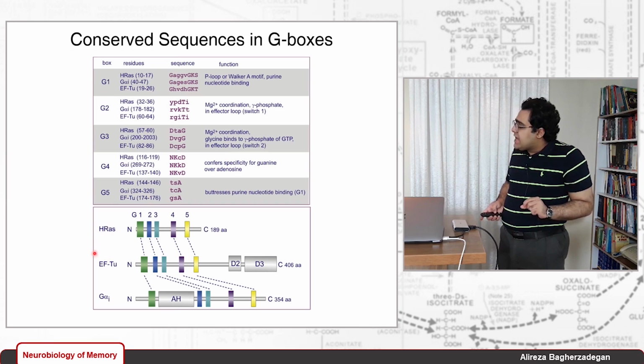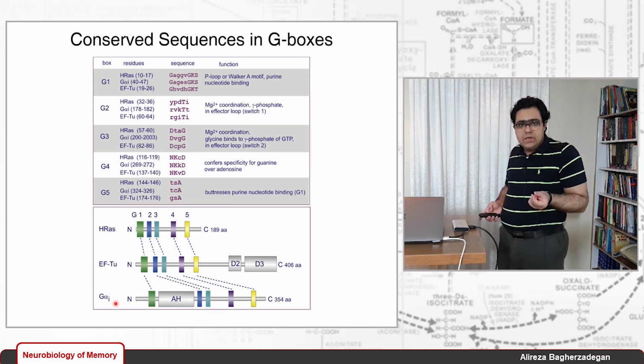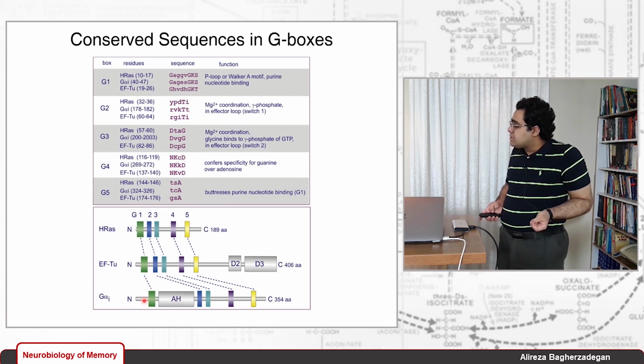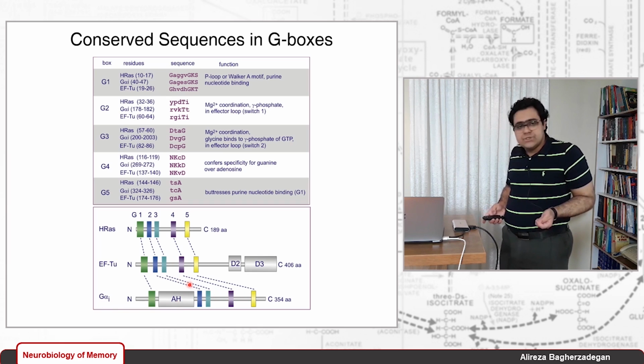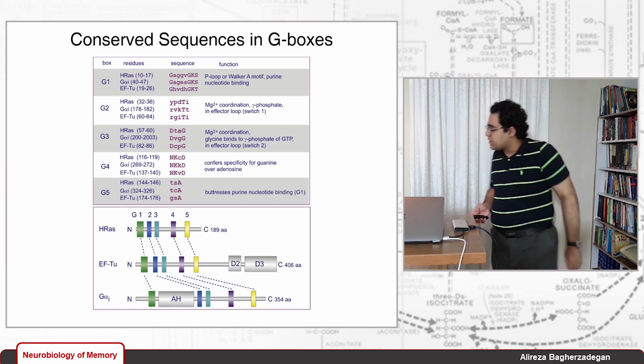For example, in H-Ras, which is a monomeric G protein, you can see all of those 5 conserved sequences or G boxes, and also in G alpha I, which is the alpha subunit of the inhibitory G protein, you can still see those 5 G boxes completely conserved. Okay, so those sequences are completely conserved.